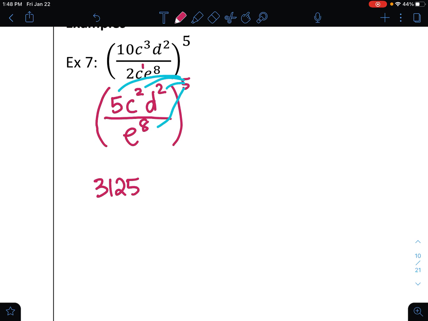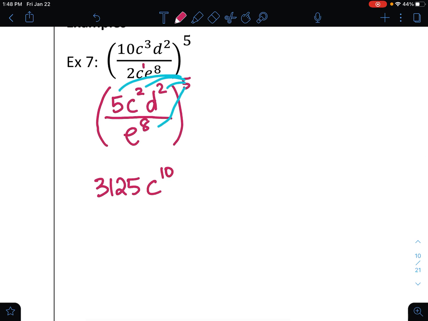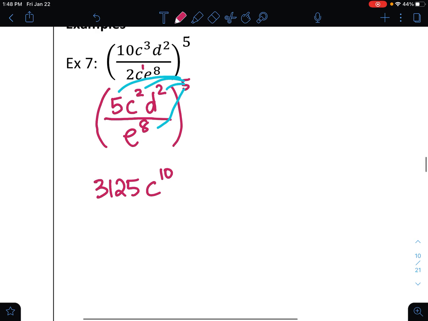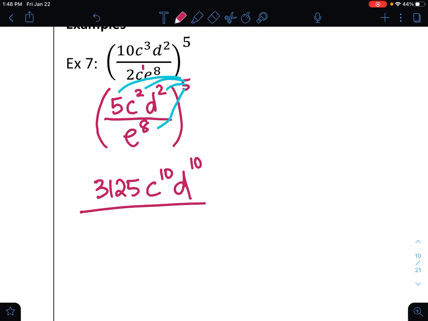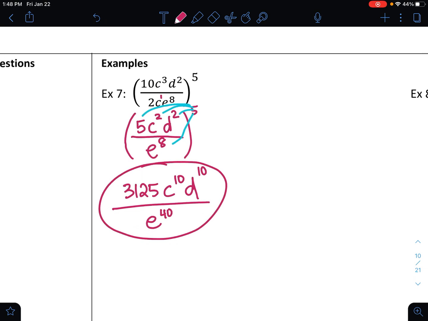Now, when I raise all these other powers, I'm multiplying. So if I have C to the 2nd and I raise it to the 5th, I have C to the 10th. D to the 2nd raised up to 5th, so that's going to be D to the 10th. And then same thing on the bottom, E to the 8th raised up to the 5th, E to the 40th.